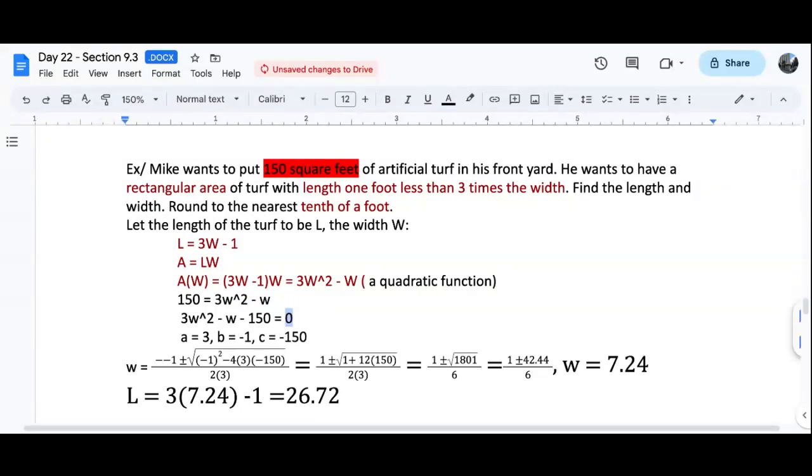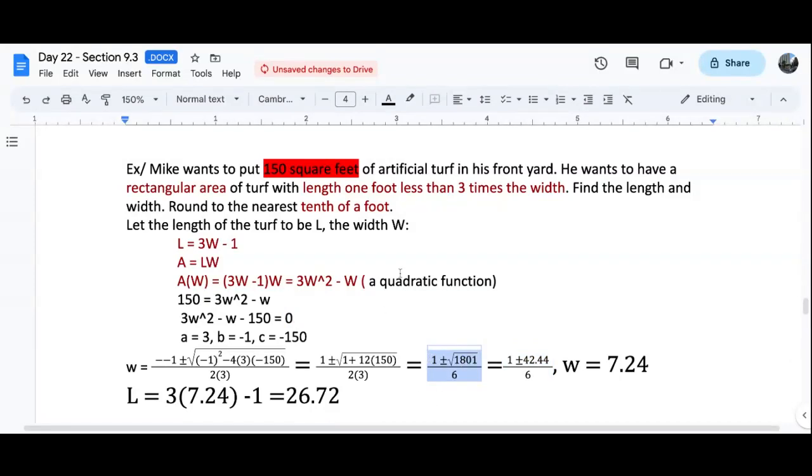Then we could try to see if it's factorable, or if we want to complete the square. But we could use the quadratic formula, right? Figure out A, B, C. A is 3, the number before W squared. B is the number before W, which is negative 1. C is the constant term, negative 150. So we just plug into the formula. In the end, we get something like this.